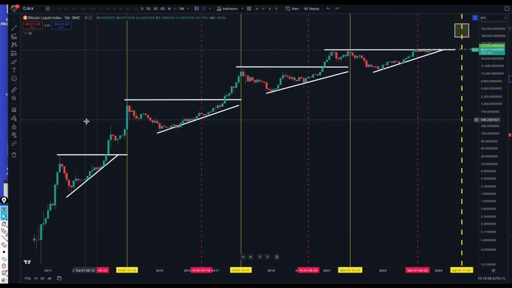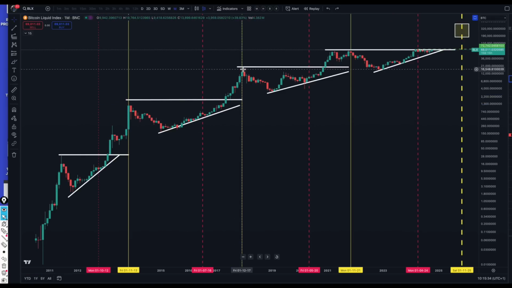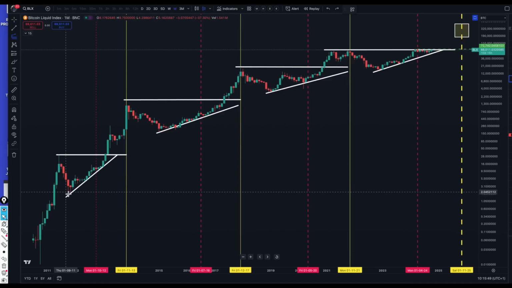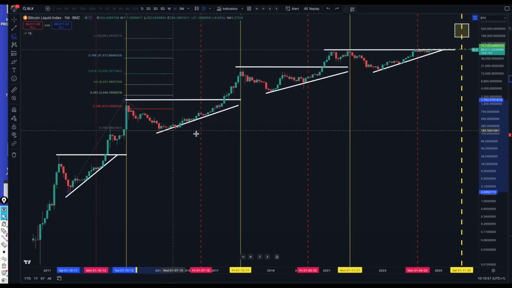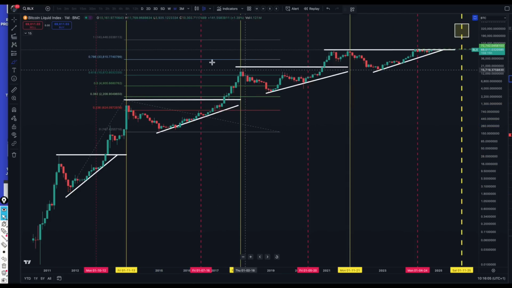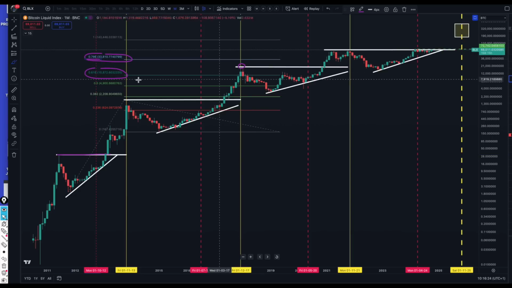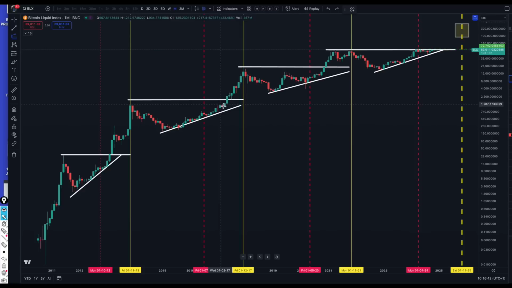So remember that, 78.6. Then the second cycle, which ended here in 2017. So once again, you take it from the bottom of the bear market here to the top of that cycle, and then back to the bear market that followed. And this time what we've got is a figure which was at 20,000, right in the middle of the 78.6 and the 61.8. So the first cycle here was at the 78.6, and the second figure here is in between the 61.8 and 78.6.